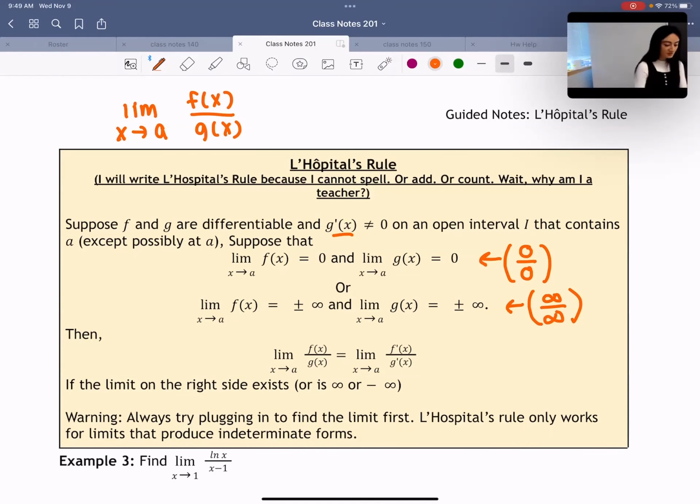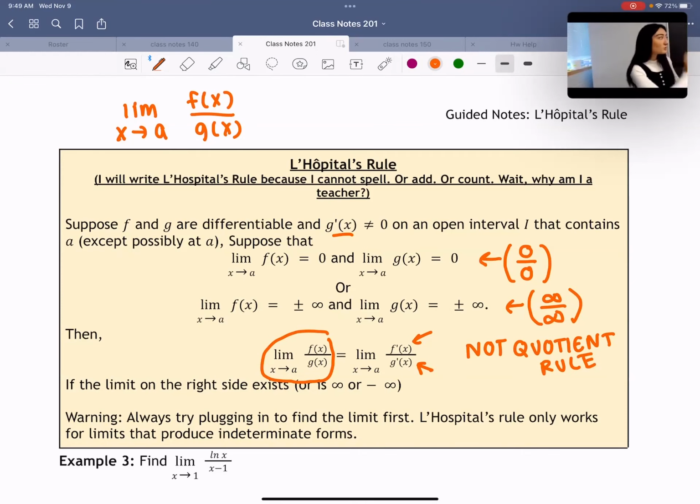If this happens, then the limit of the function that I'm trying to find is also the limit of the derivative of the top over the derivative of the bottom. Now, before you go, I want to say one more thing. People get confused because it's a derivative of a quotient. We are not doing the quotient rule here. So this is not the quotient rule. We are taking the derivative of the top and the derivative of the bottom, which is not what the quotient rule tells us to do. We just take the derivative of the top and the derivative of the bottom and stick them on top of each other.